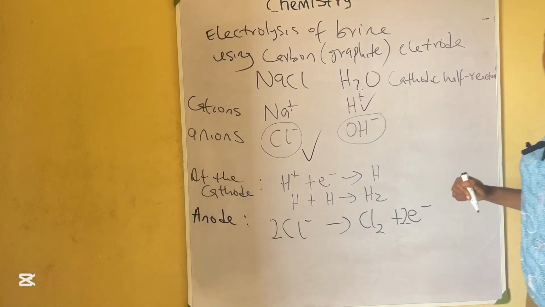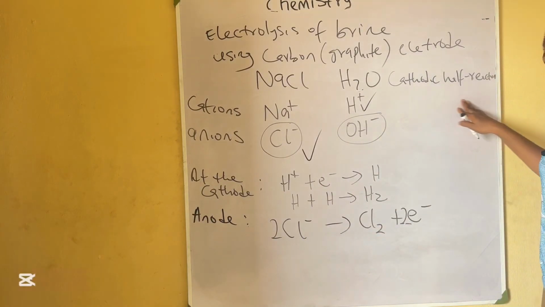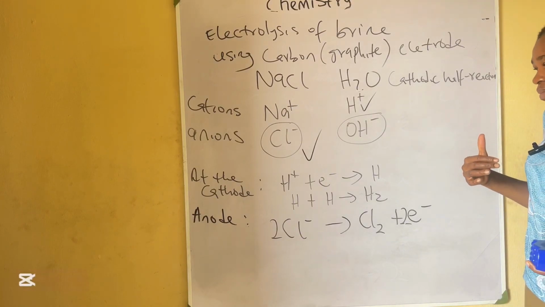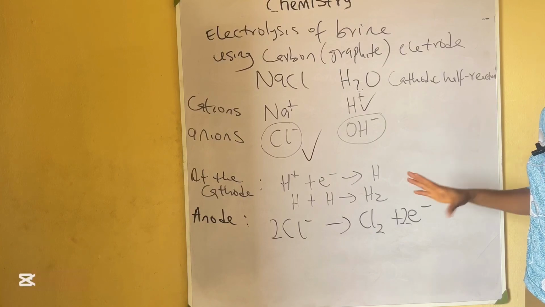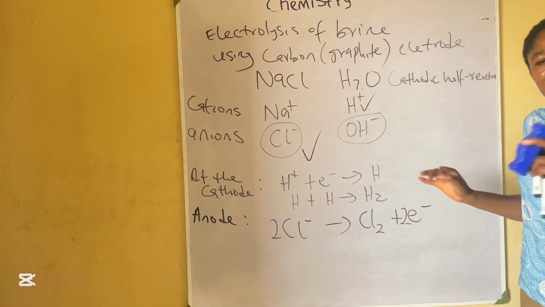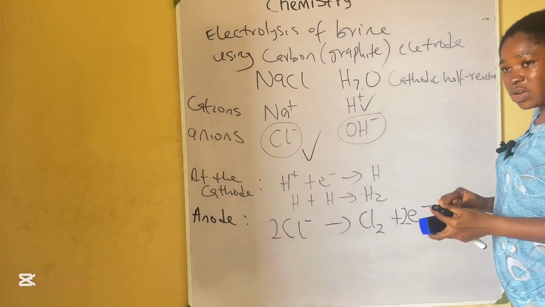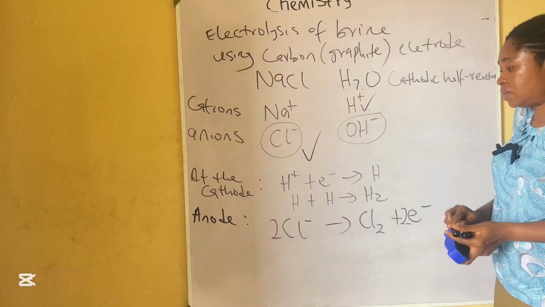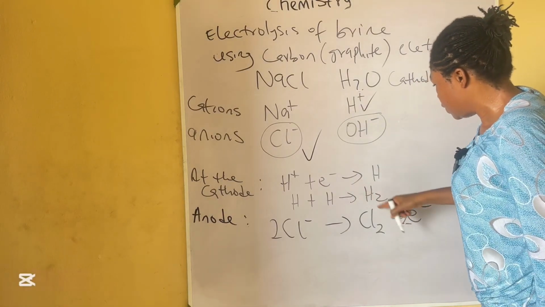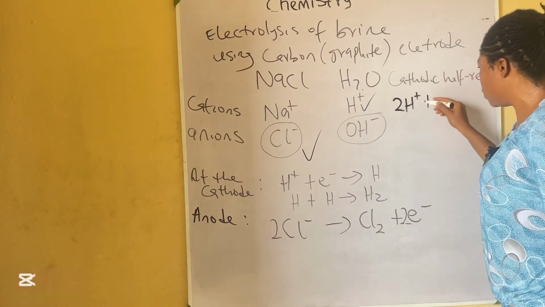So they ask to write the equation at the cathode and anode. You can write this one. You are correct. You can also write the cathodic half reaction. You are correct. But when it comes to calculation, if you are solving calculation that involves electrolysis of brine, or of acidified water, use the cathodic half reaction because of the number of electrons you'll be working with in your calculation. So cathodic half reaction. So this 2 multiplies this: 2 hydrogen ion plus 2 electrons.